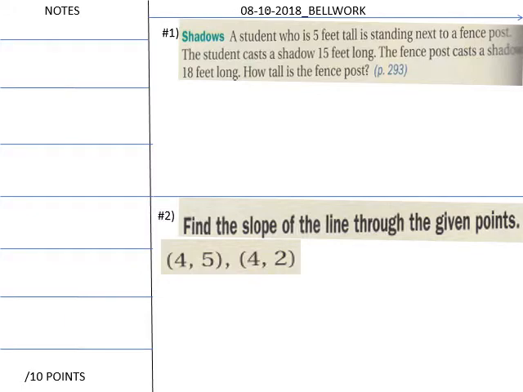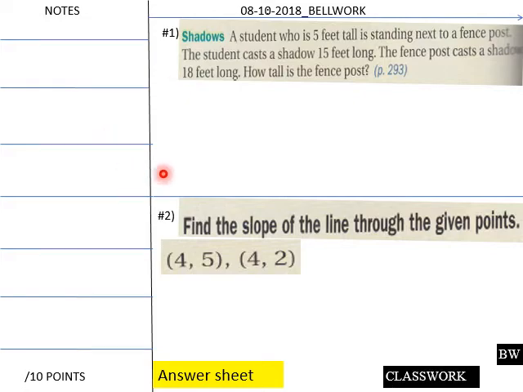Classwork. Here's the bell work for your students as they walk in the classroom. 15 feet tall, cast shadow, how tall is the fence post? So we start using triangulation here. Find a slope and then slope here. So we're getting closer to an analytical geometry kind of treatment here in pre-algebra.